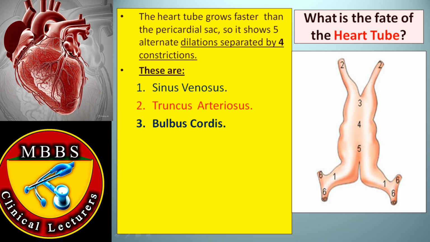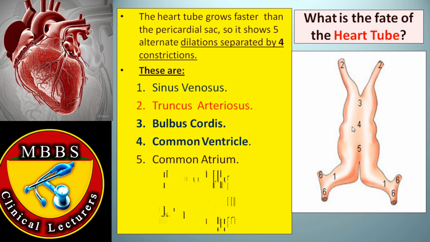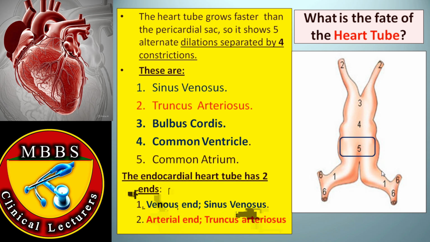Then next to the truncus arteriosus is the bulbus cordis. Then below the bulbus cordis there is a further dilatation called the primitive or common ventricle, and below the ventricle there is the atria. So the dilatation and constriction divide this single tube into different regions. One is the venous region and the other is the arterial end. This venous region is called the sinus venosus, and that arterial end is called the truncus arteriosus.